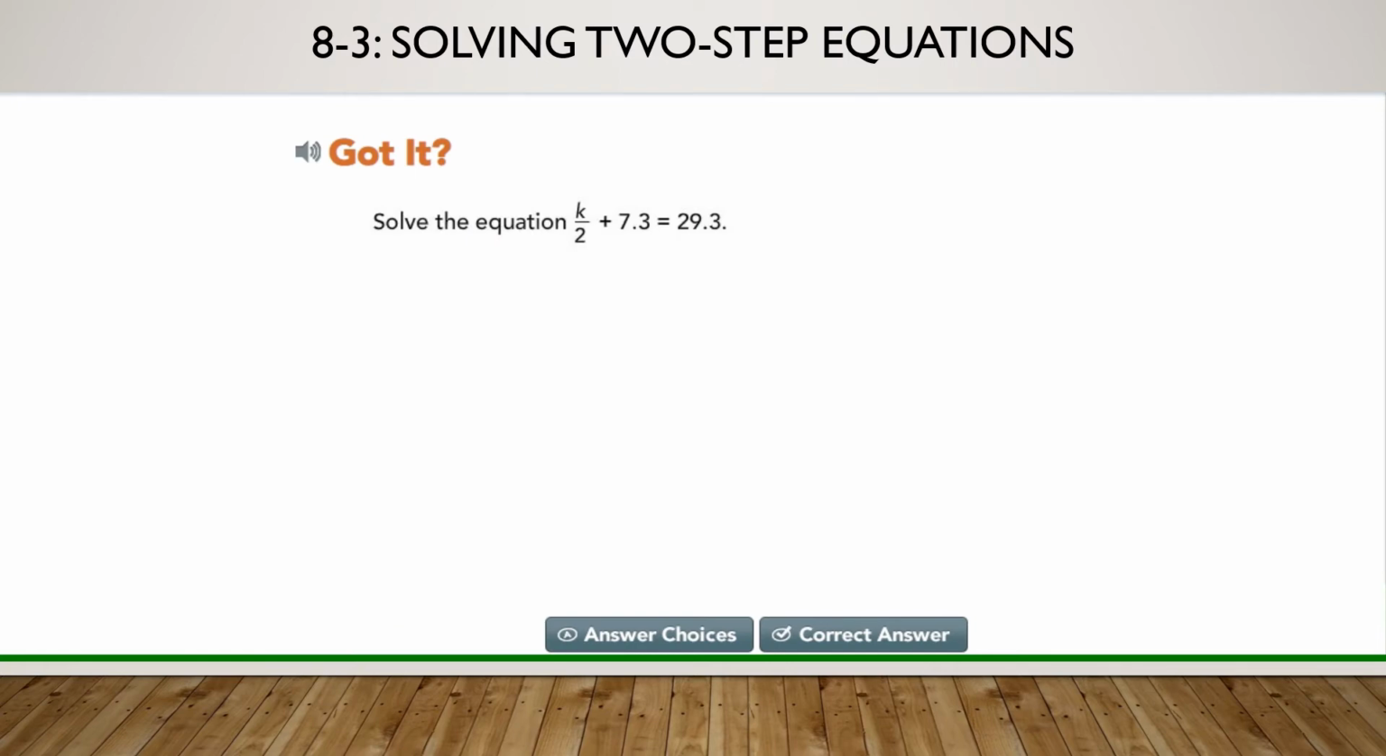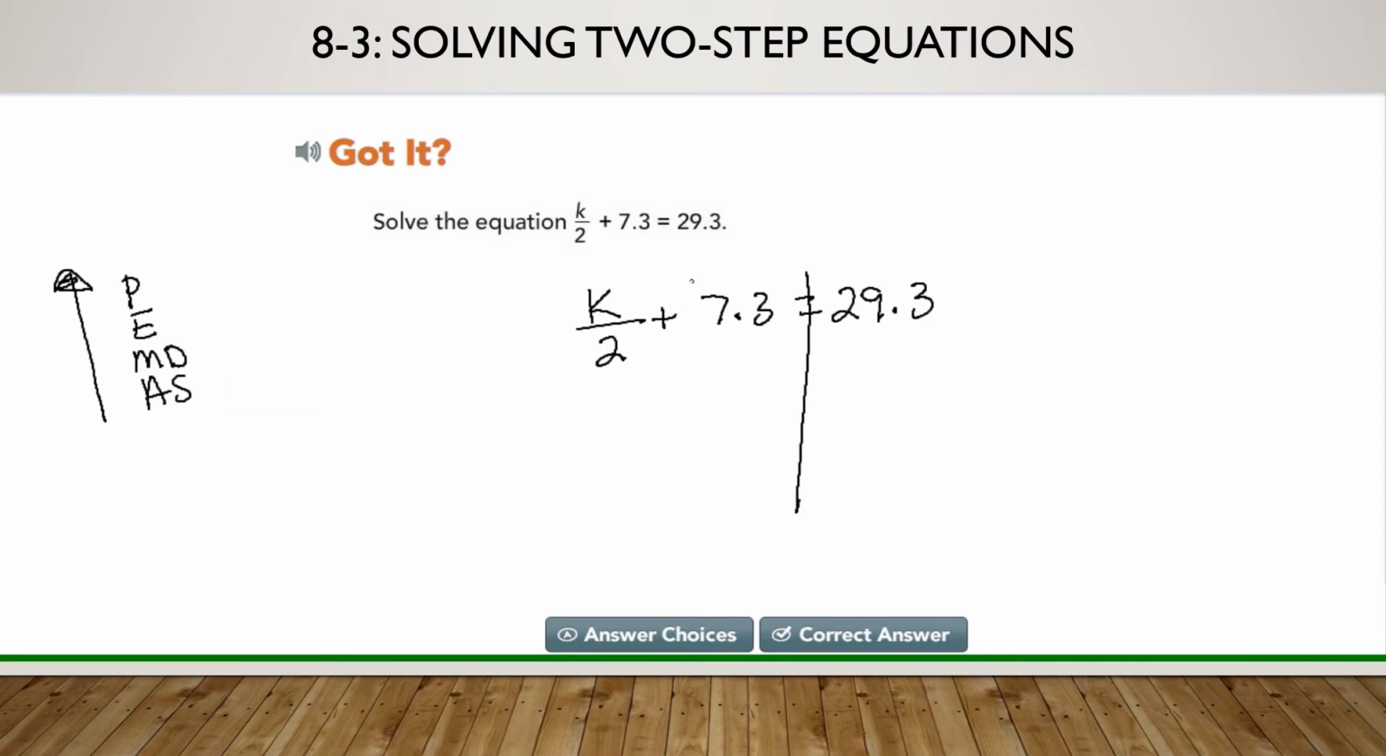Solve the equation k halves plus 7 and 3/10 equals 29 and 3/10. Remember, when you are solving for variables, you have to use the reverse order of operation. So that means you have to first start undoing addition and subtraction. So what is connected through addition or subtraction? Well, this 7 and 3/10 is. And to get rid of this or to undo this, you have to use the inverse of addition. So you're going to have to subtract 7 and 3/10 on both sides of the equal sign.